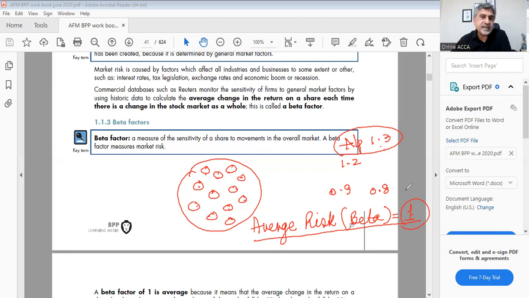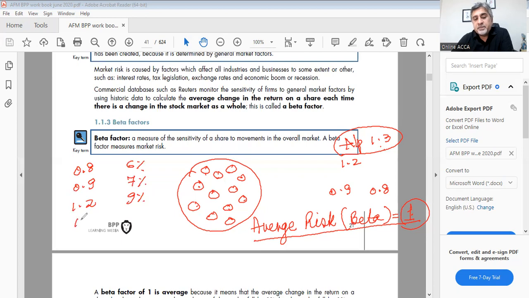Now, why am I saying that? Because remember that the company with a beta value of 0.8 was giving a return of 6%. A company with a beta value of 0.9 should be presenting probably a return of 7%, because the higher the risk, the higher the return. A company with a beta value of 1.2 probably should be presenting 9%.